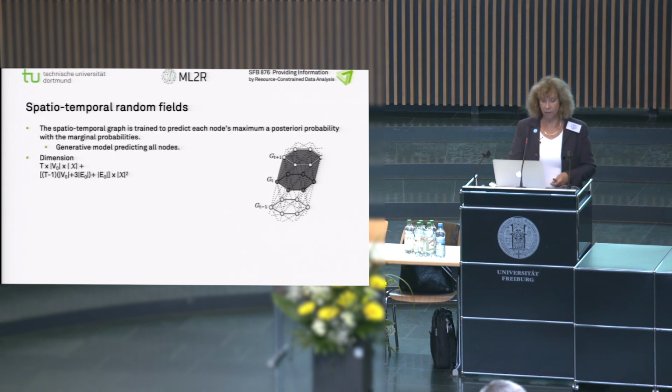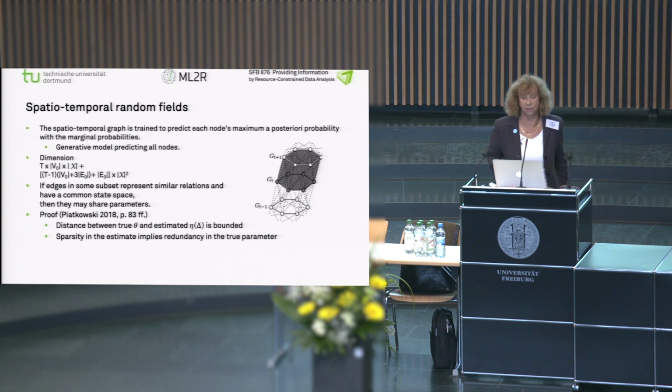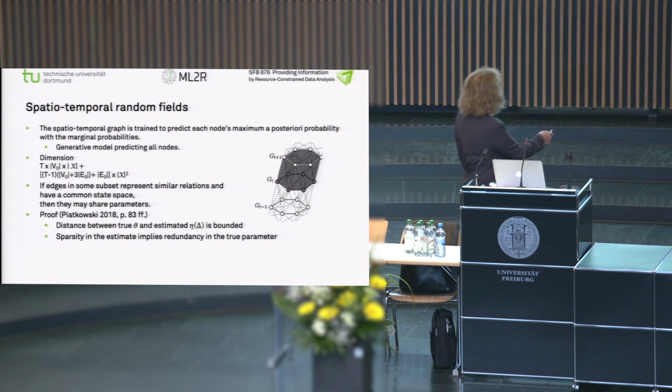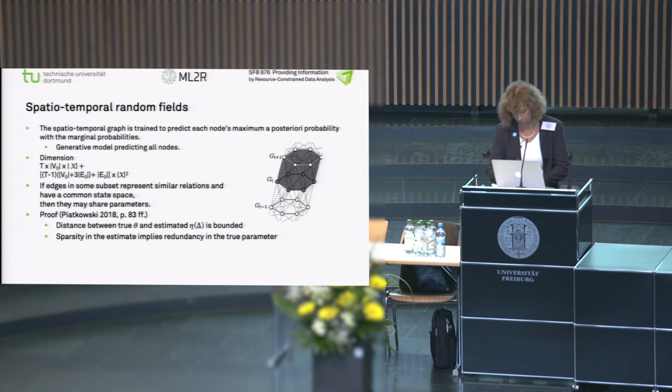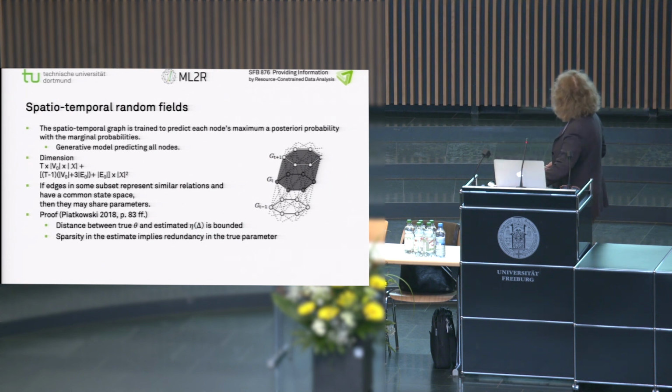There is one particular model that we worked on, which is very successful for a lot of data: spatial-temporal random fields, where we have a level of a spatial random field, and we stack time point after time point, linking each observation with the corresponding observation of the next. Because we always propagate with the neighbors, we also propagate from here to the neighbors in the next time point. You can have that as weeks or days or whatever the time intervals are that you are interested in. If you know that the edges here and there represent a common state space, then you may share the parameters, and then you have fewer parameters without losing information.